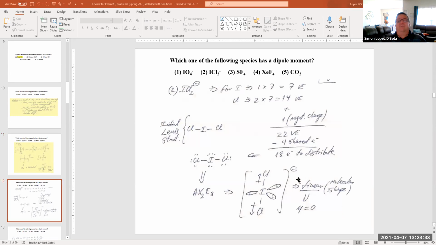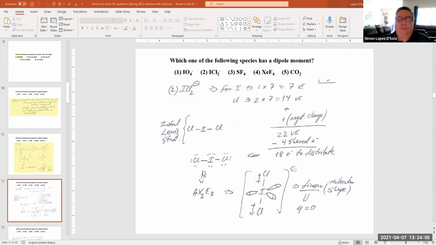Now let's go for the second case. We have ICl2 minus, and we calculate the valence electrons. In this case, remember that because we have an anion, you need to add 1 to the sum of the valence electrons because of the negative charge. So you have 22 valence electrons minus 4 electrons shared because the initial structure has 2 and 2 electrons shared in the bonds. So you have 18 electrons to distribute.